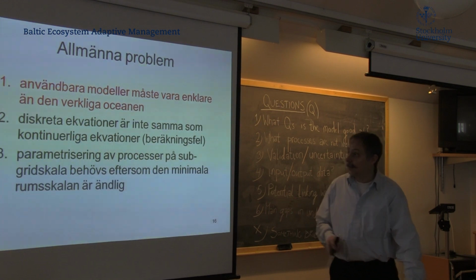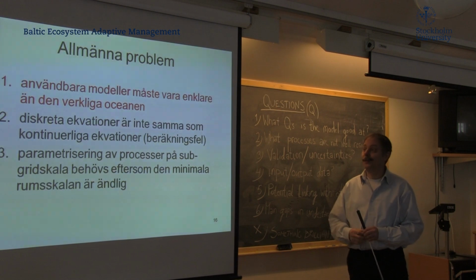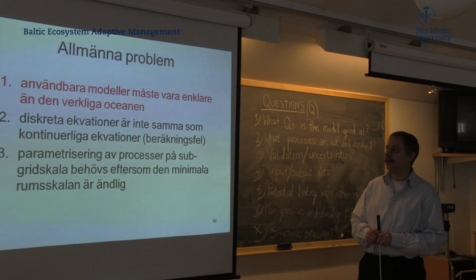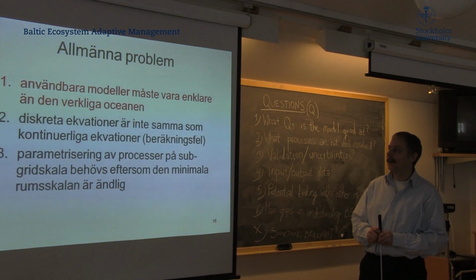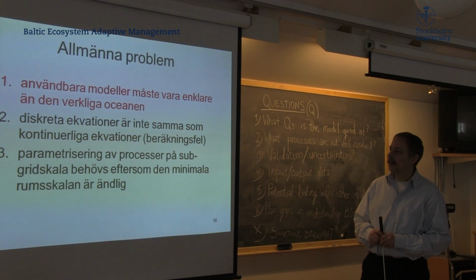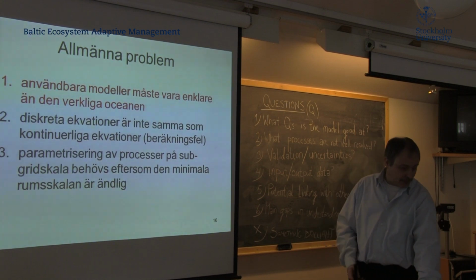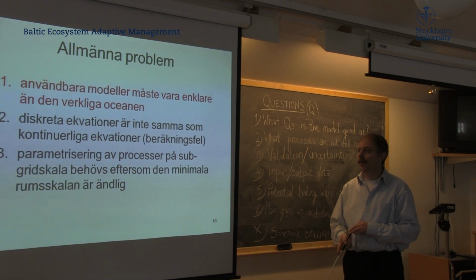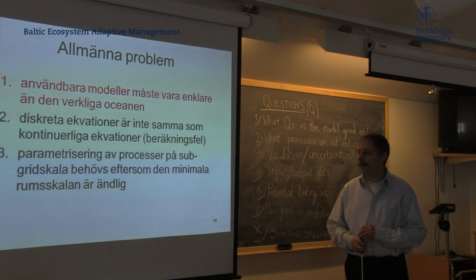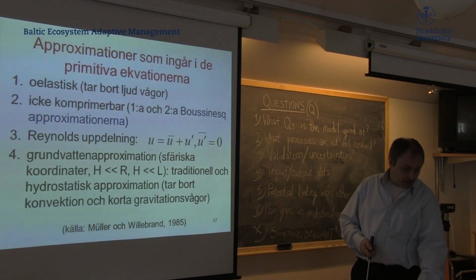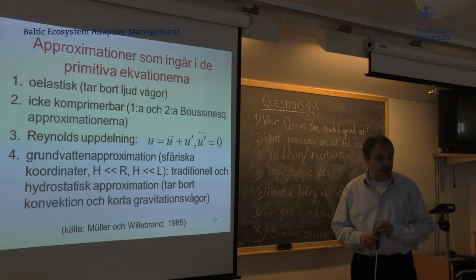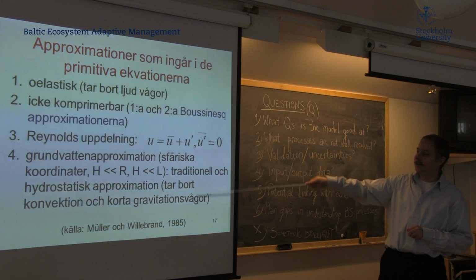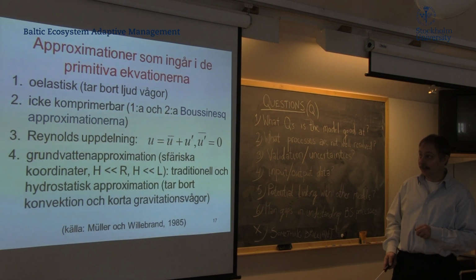The second is that we have not the possibility to have a continuous description of the ocean, but a discrete one. So we introduce finite differences due to the grid that we put into the ocean, and then we need to parameterize those processes that are important but that are on the subgrid scale, because we need them for the description of the large scale. So these are the approximations that are included in the primitive equations.